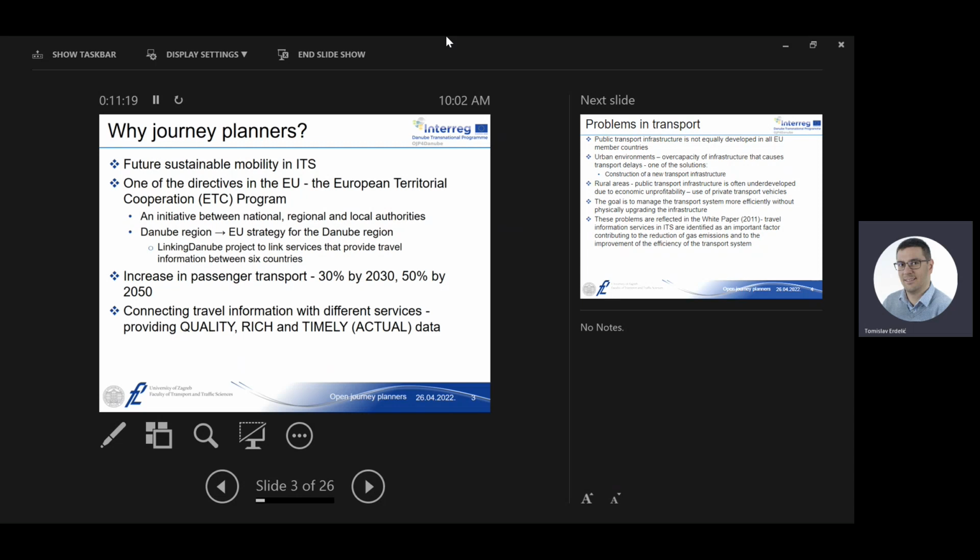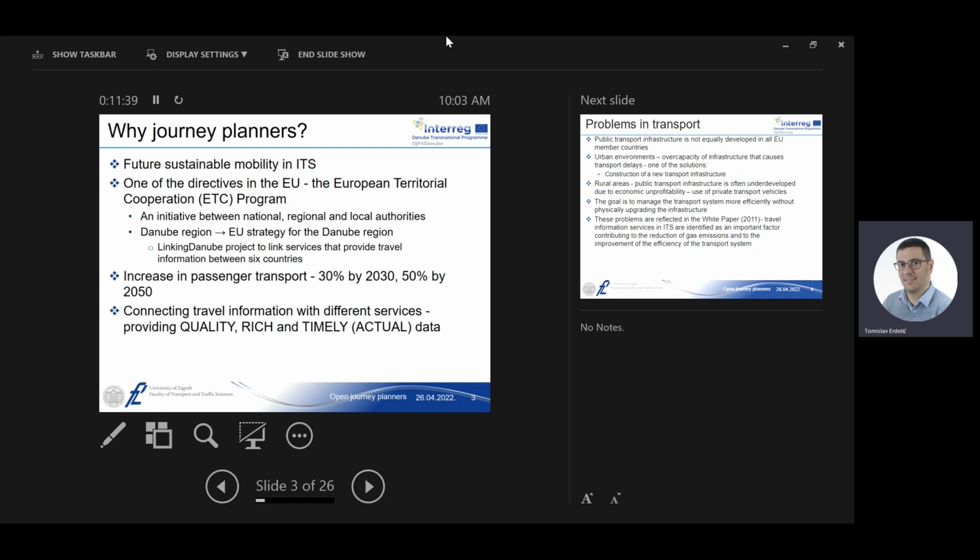Okay. So the project that I will describe later is the Link in Danube project, which aims to link services that provide travel information between 6 countries. And why journey planners, the other point is the increase in passenger transfer.